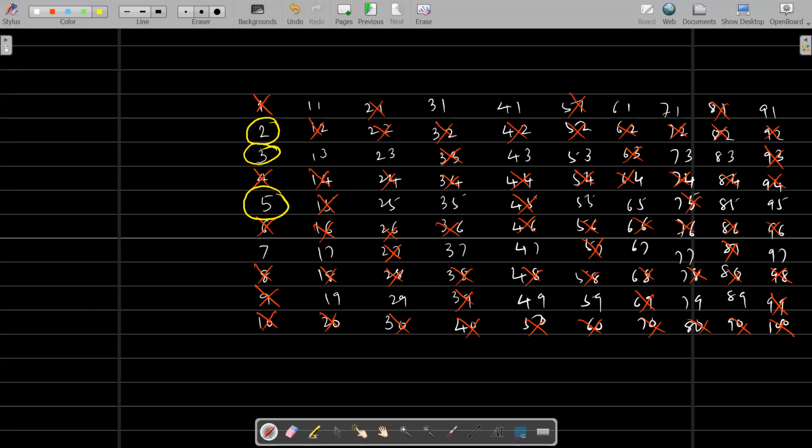Yeah, so cancel out all multiples of 5 which are still uncut. So they are essentially odd multiples of 5: 55, 65, 85, 95. And the very first uncut number is prime.